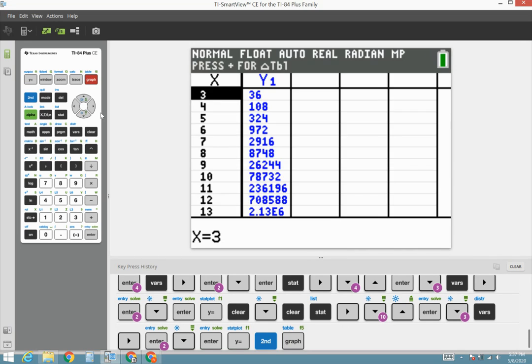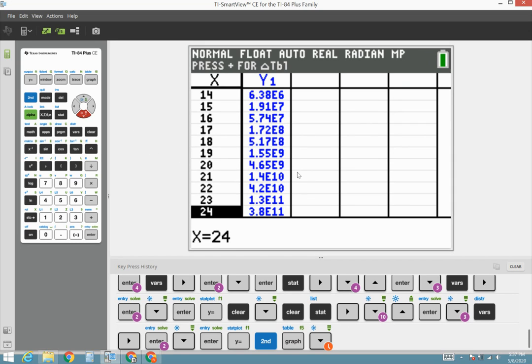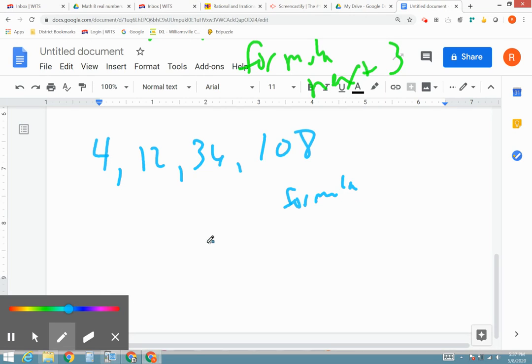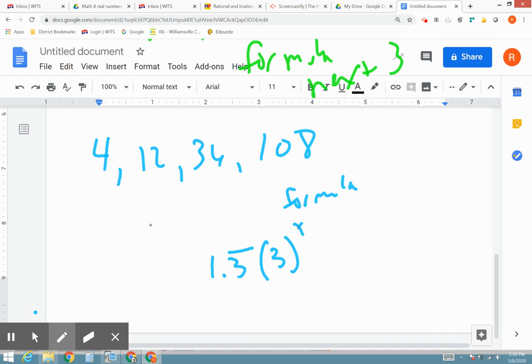If I wanted to see the next couple terms, they gave me 1, 2, 3, 4 terms. So term 5, 6, 7. They want the 20th term. I just scroll. There's the 20th term. Notice it is written in scientific notation because it's exponential and it got really large. So let's say that that's your answer, right? So you do this work, you check it on your calculator, or you just do the whole thing on your calculator. You write down your answer, and you have 1.3 repeating times 3 to the x, right?